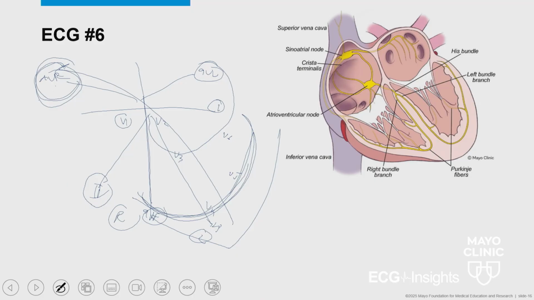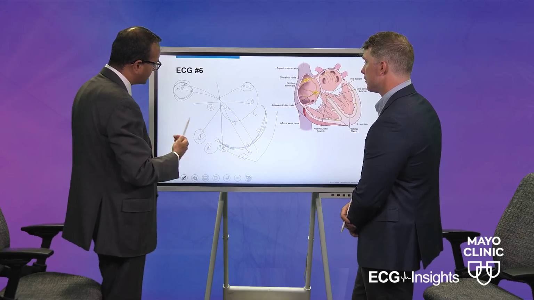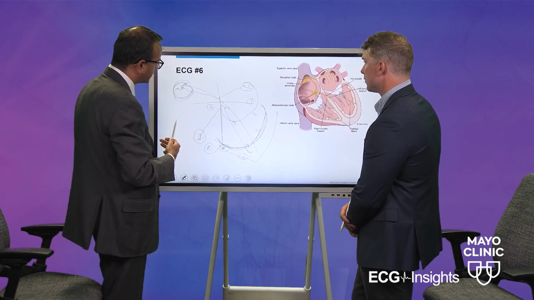So sometimes just looking at these simple patterns can help us identify where the infarction is. Is it truly ischemia or is it reciprocal changes? And then we can tease out a lot of these things.